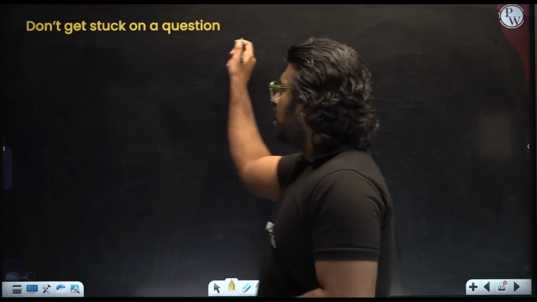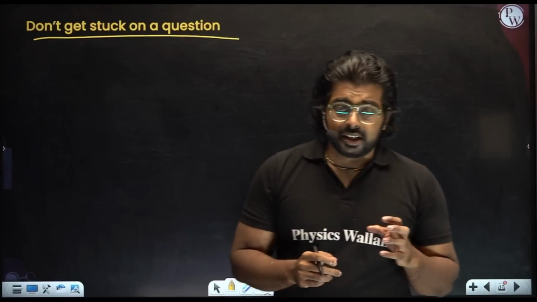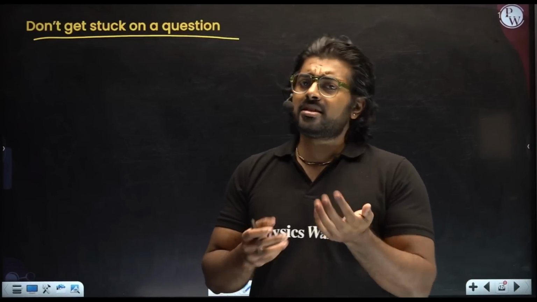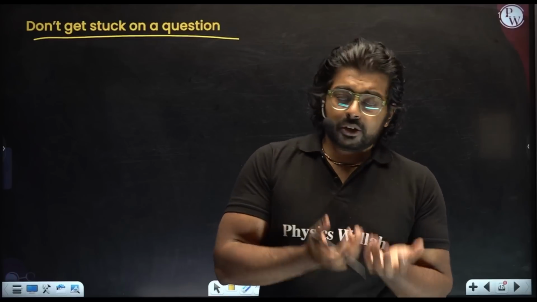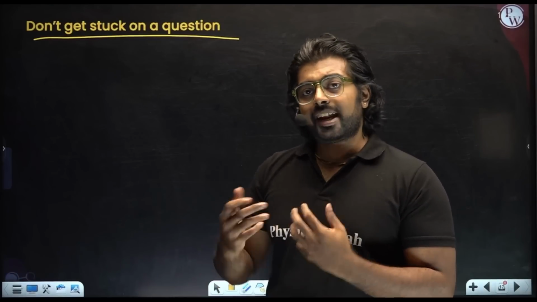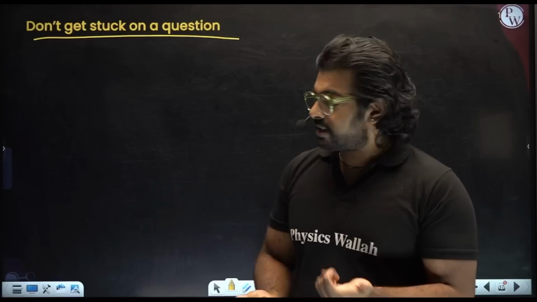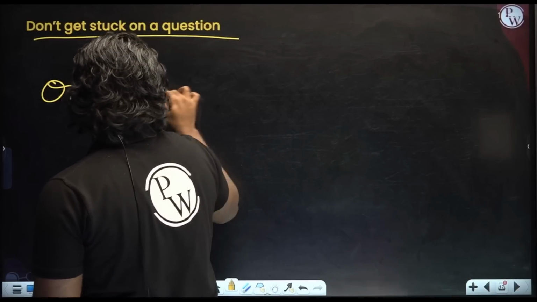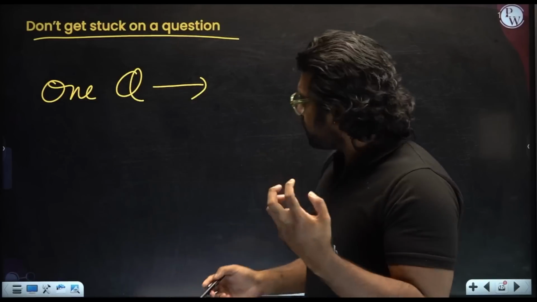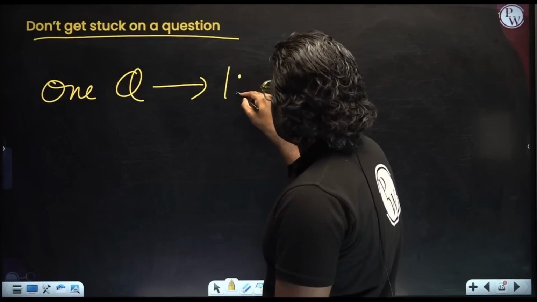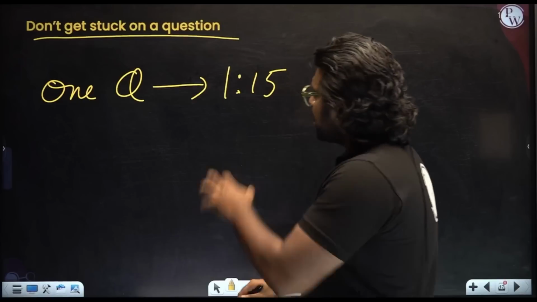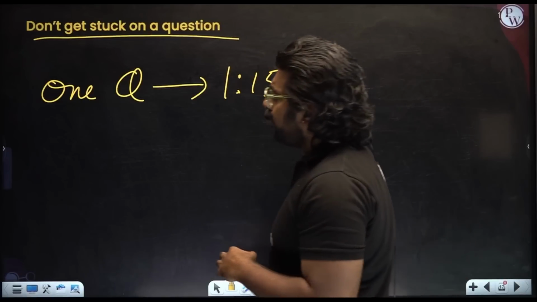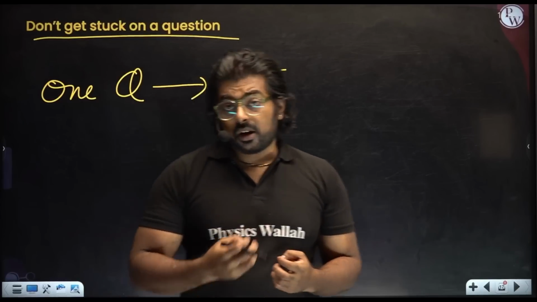The next one is, don't take the question personally. The question that you cannot solve is a question that you cannot solve. Don't take it to your heart and keep solving it for 10-20 minutes, because it is worthless. One question is approximately, in terms of time, worth 1 minute 15 seconds. So this is the maximum time that you can give. Sometimes for some questions you can also give 2 minutes.